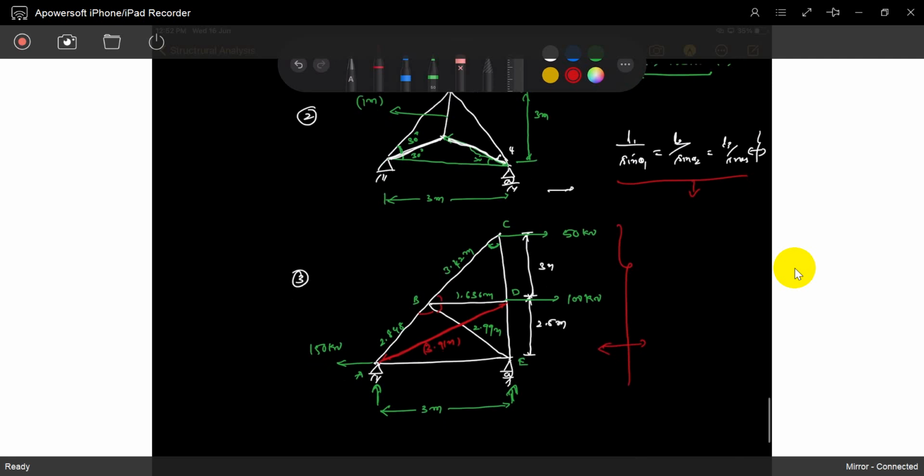So that's it. Solve it. Is any length missing? No length is missing. I will give you this as an assignment. Solve it and you get a good idea. That's it.